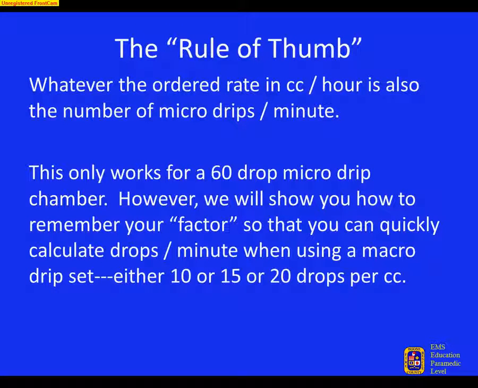Basic rule of thumb is whatever the ordered rate is in cc's per hour is also the number of micro drips per minute. The number of drops per minute with a 60 drop set is going to be the same as what's ordered. Then if you're not using a 60 drop set, then we'll show you how to change that number using your factor based on what size macro drip set you're using.